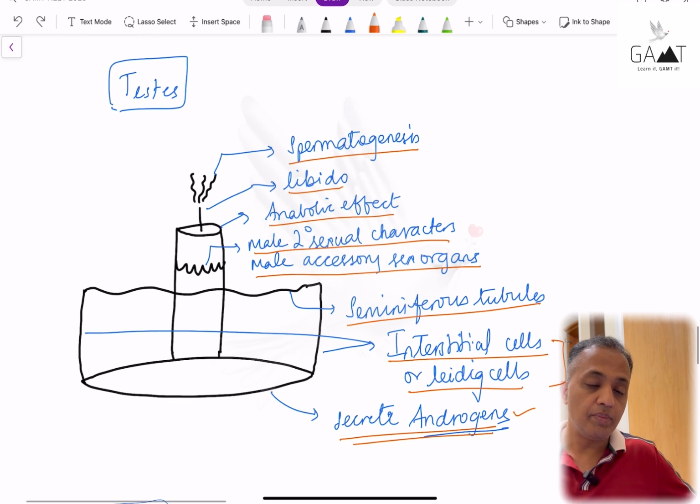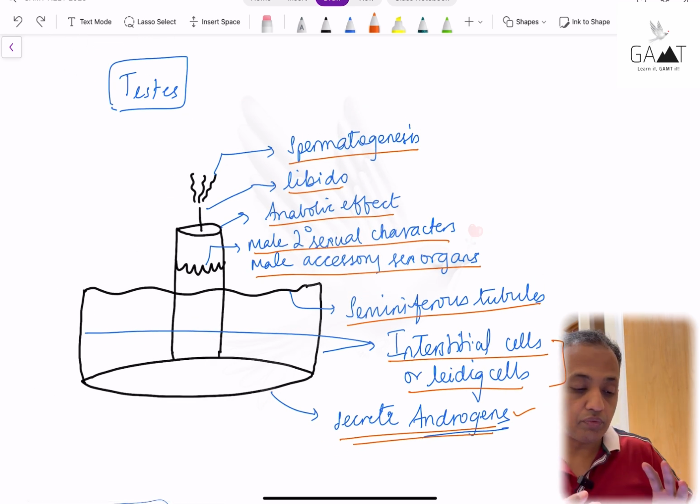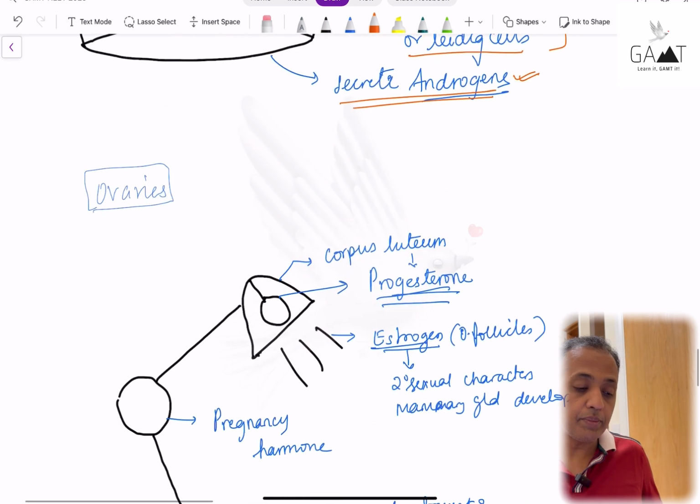Those are the main things you need to remember from the testis point of view and the endocrine side of things. Seminiferous tubules and interstitial or Leydig cells, they secrete androgens. The androgens help in the development of male secondary sexual characters and male accessory sex organs. They also have an anabolic effect in the body, and play a role in the libido and also spermatogenesis. Okay, coming to the ovaries.